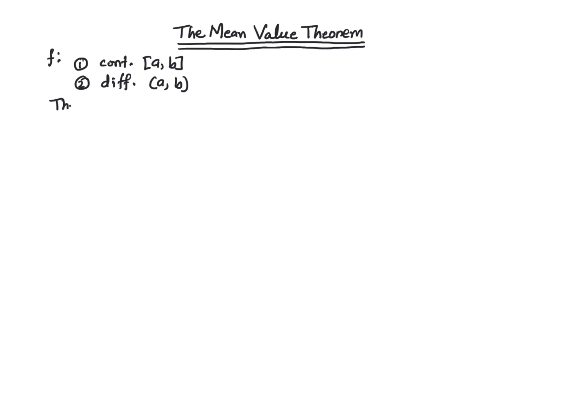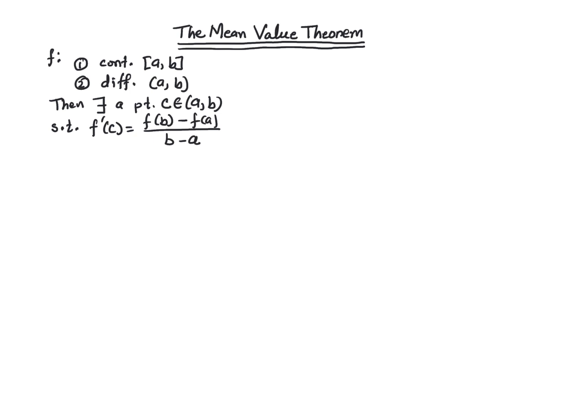Then there exists a point c in the open interval ab such that f prime of c is equal to f of b minus f of a divided by b minus a.